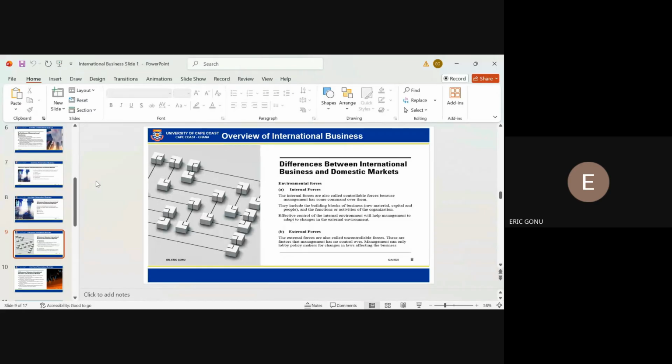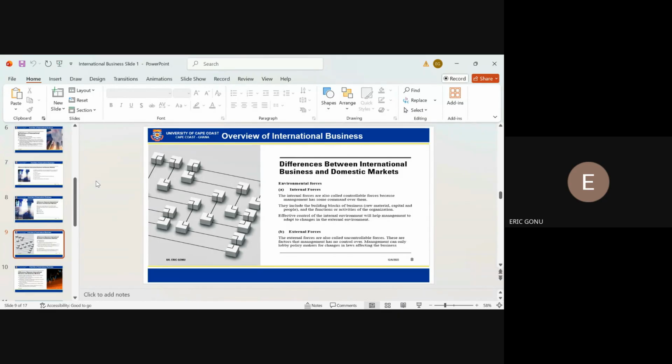Now let's look at those environmental forces. Like I said, in your class in marketing, you did what you call forces, where we have controllable and non-controllable environmental forces. We deem that in all these activities, you have internal forces, which are said to be controllable because management has some command over them, like your raw materials, your capital, your people, and the functions or activities of the organization.